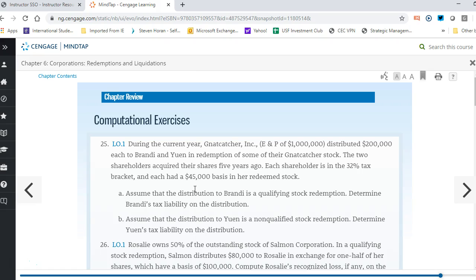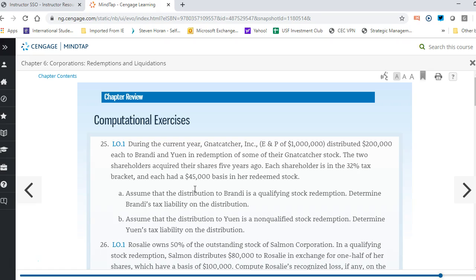So for question 25, you have Gnatcatcher. You have E&P of $1 million. They have distributed $200,000 to Brandy and UN in redemption of some of their Gnatcatcher stock. The two shareholders acquired their shares 5 years ago. Each shareholder is in the 32% tax bracket. Each has a $45,000 basis in the redeemed stock.